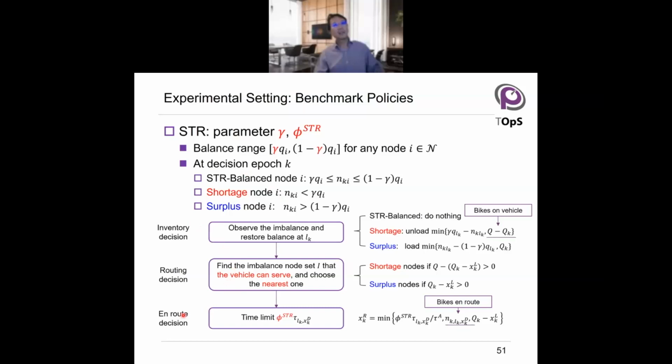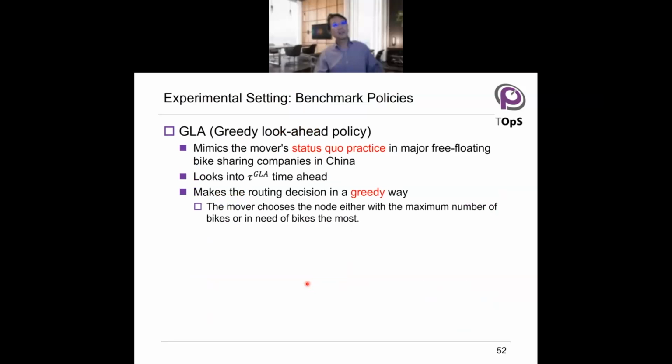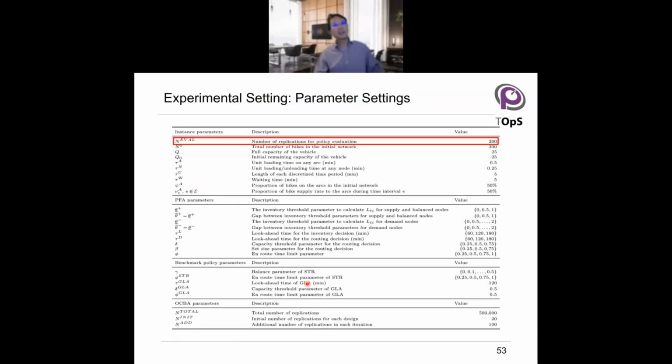And for the routing and the in-out decision, we make it similar to ours. But the difference is they do not anticipate the future. They only find the most imbalanced node and pick the nearest one. And another one is the mover's practice. Basically, the mover tends to look around in a greedy way. When the mover has bikes on the vehicle, they look at which node needs them the most, then travel there, but without anticipation of the future.